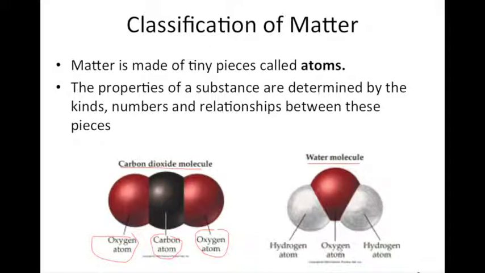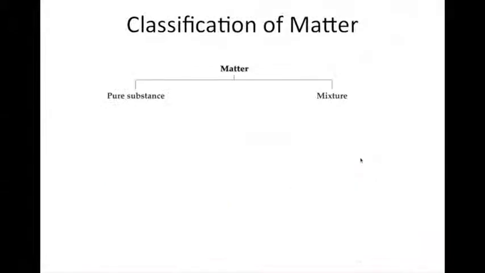Water is composed of different atoms. If you have one oxygen atom that combines with two hydrogen atoms, then you form a water molecule. And of course, carbon dioxide and water have very different properties. Carbon dioxide tends to be a gas at room temperature. Water tends to be a liquid. And so the kind and number of atoms that bond together give a substance its unique properties.